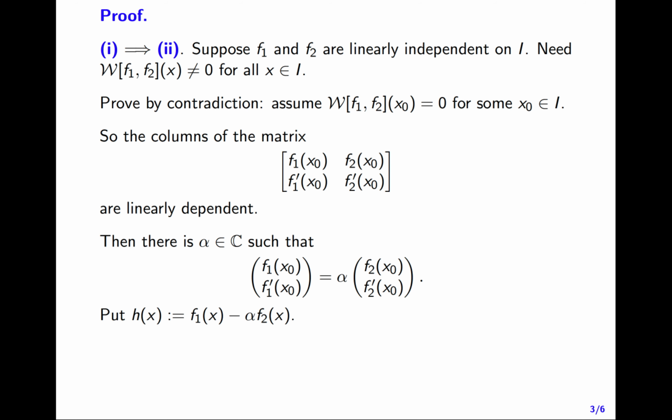Now here's the trick. I'm going to define a new function. h of x will be f1 of x minus alpha f2 of x. And what do I see about h?